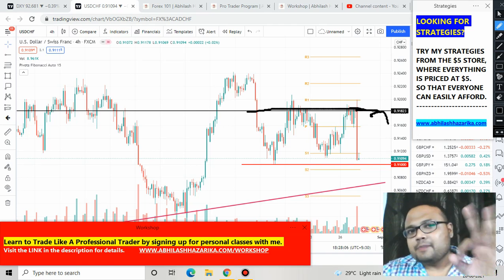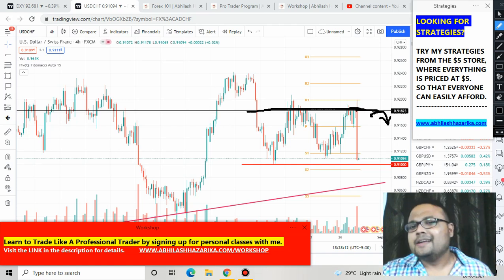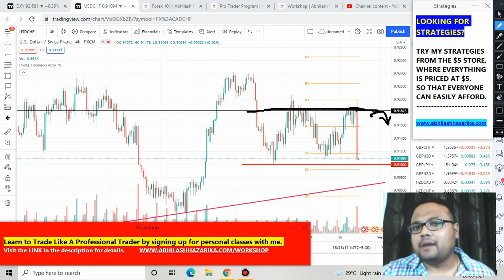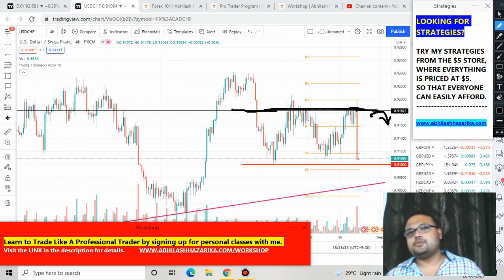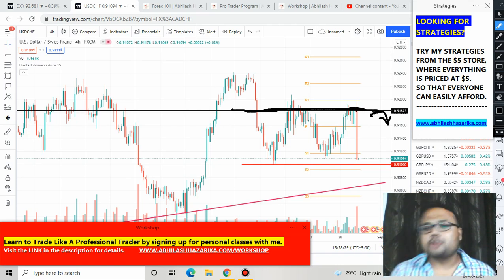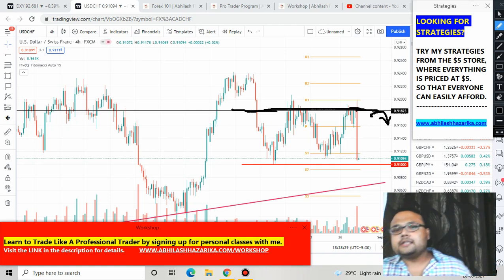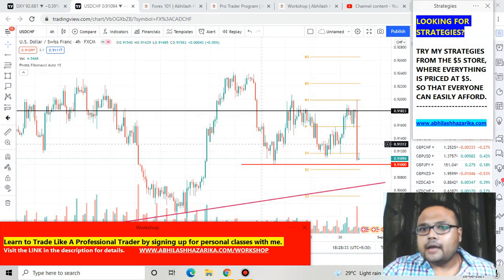So in case the market reverses from this level, Monday, Tuesday, Wednesday, doesn't matter, in the future, if it reverses, definitely you will get a good position to short the market at this level. And that's why I'm emphasizing this level so much, so that you do not miss the trading opportunity in the future as well.